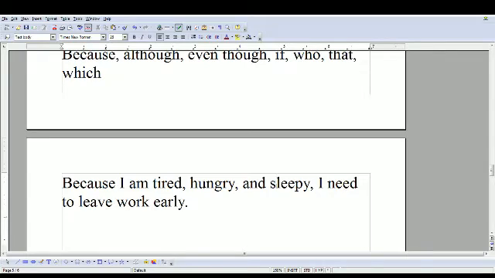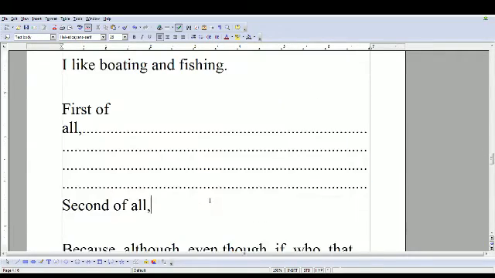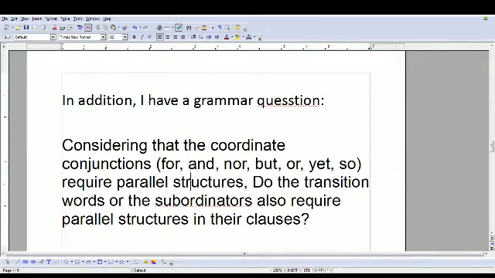Now I could say, because I'm tired, because I am hungry, and because I am sleepy, I need to leave work early. In that case, you could use parallel, what we call dependent clauses, one after the other to create a balanced type sentence. So that would be part of my answer as it applies to that. Now your question is complicated.